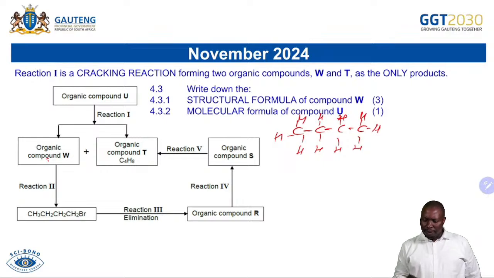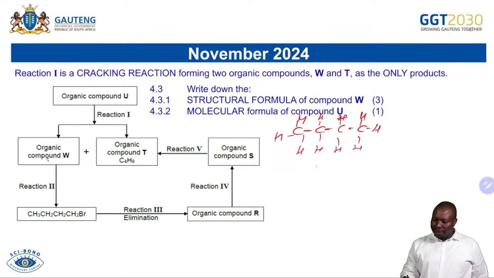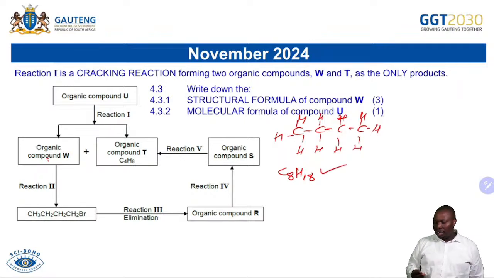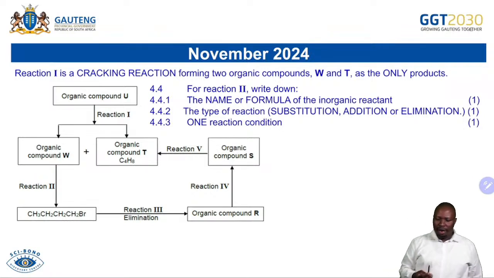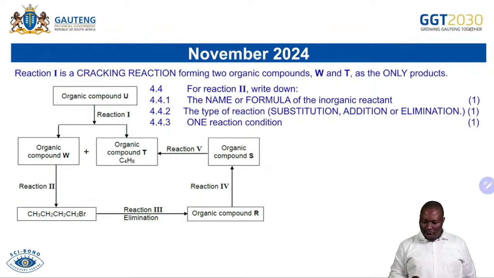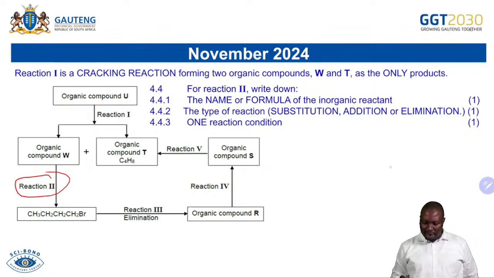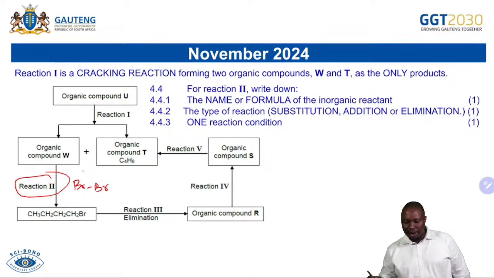You are rich. Molecular formula of compound U, we said it's C8H18. You see, you are collecting your marks there. You have 3, you have 1 mark there, and then you are doing well. And then reaction 2, which I've done already, the name or formula of the inorganic reactant. So now we already said that we are going to use Br2 here for substitution. We're going to substitute 1 hydrogen with a bromine, so it will be Br2 as our inorganic reactant.